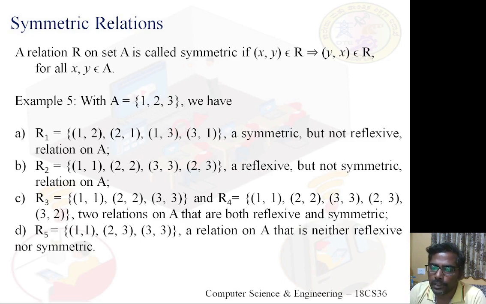Also in R5 we have 2 comma 3 but not 3 comma 2. So it is not symmetric. I repeat, in R5 we don't have pair 2 comma 2, so R5 is not reflexive. In R5 we have pair 2 comma 3 but we don't have pair 3 comma 2, so it is not symmetric. So this is about symmetric relation.